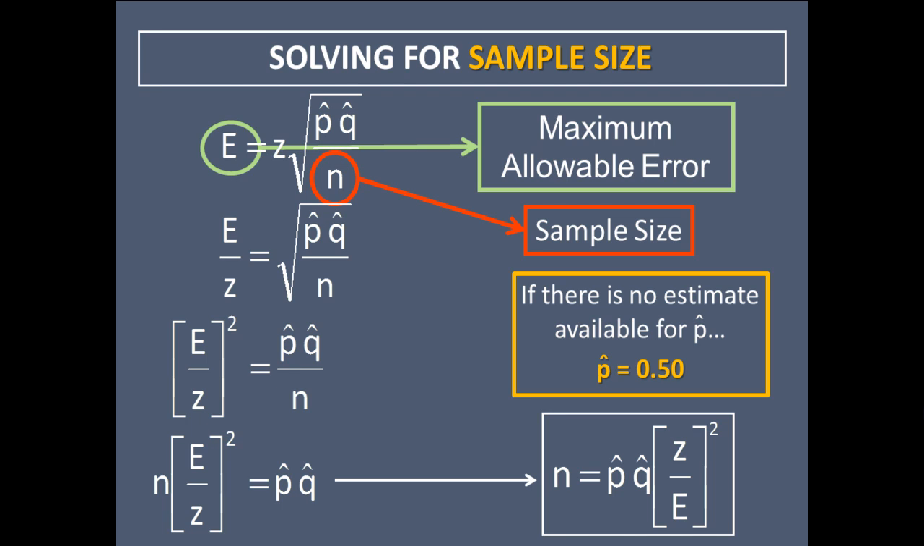Then once we get past 0.5, p hat's going to keep increasing, q hat's going to keep decreasing, and those two values multiplied together will start to decrease again. So the biggest number we can possibly get out of p hat times q hat is making them both equal to 0.5. And that's the reason if we have no estimate for one of them, we make them both 0.5, which will in turn make this sample as big as possible.